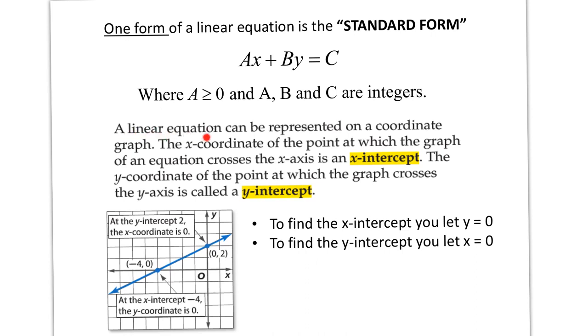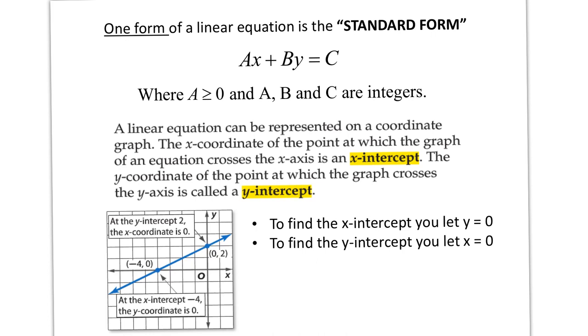A linear equation can be represented on a coordinate graph. The x-coordinate of the point at which the graph of an equation crosses the x-axis is an x-intercept. When you graph the linear function, we can use two things. One is the x-intercept to know where the line is going to cross the x-axis, and the second one is the y-intercept. Let me keep reading the paragraph. The y-coordinate of the point at which the graph crosses the y-axis is called the y-intercept. So you can use those two intercepts to graph your line.